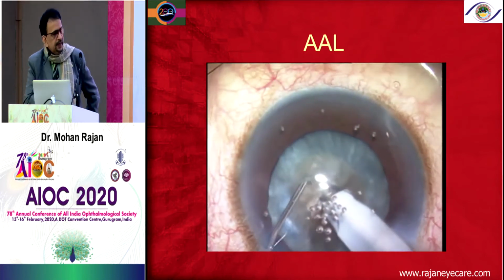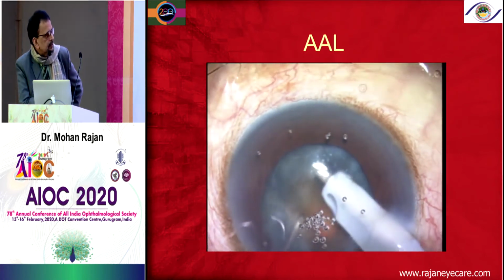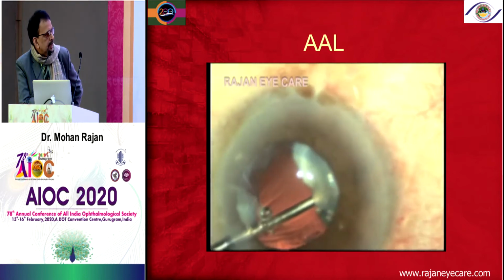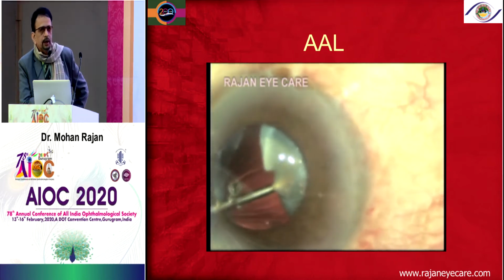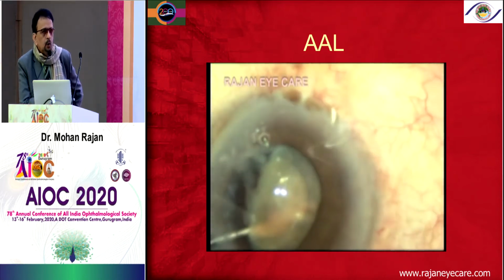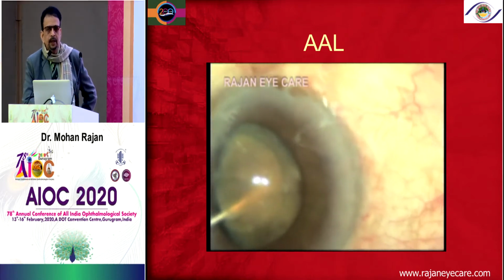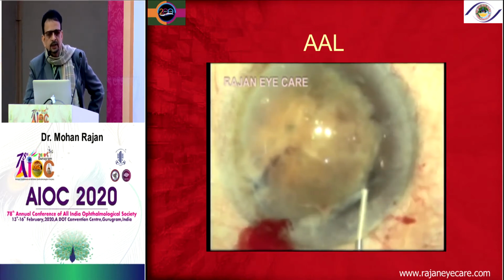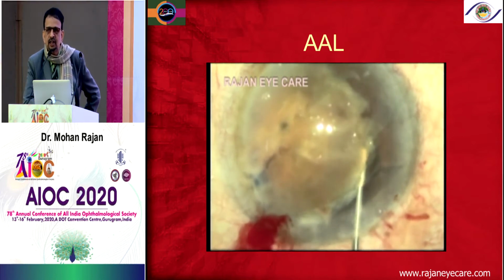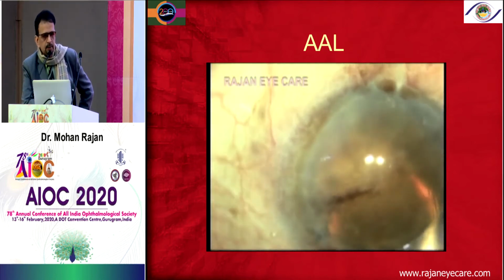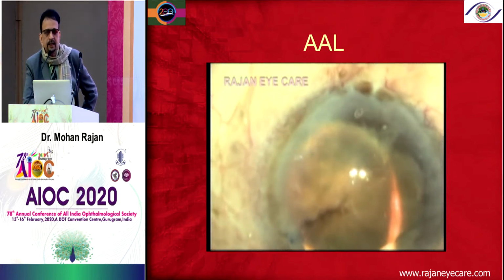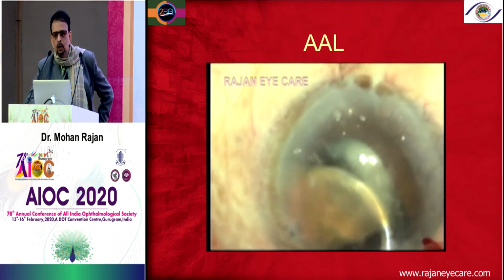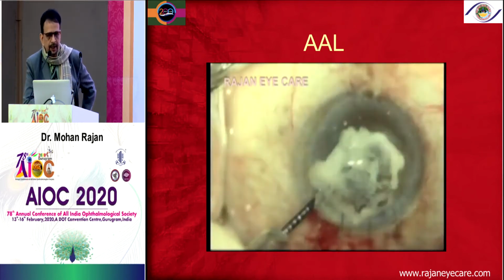Okay, if the PC tear, you can see here, this is the nucleus which I chopped, and then it's there. It has not gone down into the vitreous cavity. Then, if it is just in the pupillary area or in the anterior vitreous space, you can do what is called anterior assisted levitation. You bring the nucleus up and then deliver it just the way you do it in a SICS, okay.